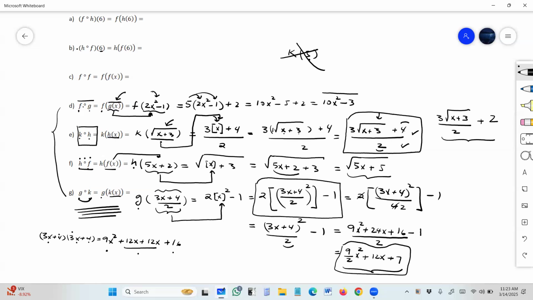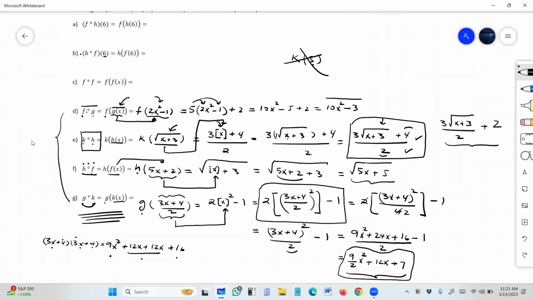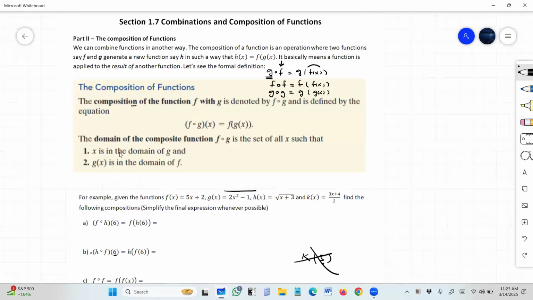So this is composition of functions, right? We can do any compositions that we want, and the composition always looks the same way. First function compose the second function is represented this way. So the input of the second function, this is the second function, goes into the first function. So composition of functions.